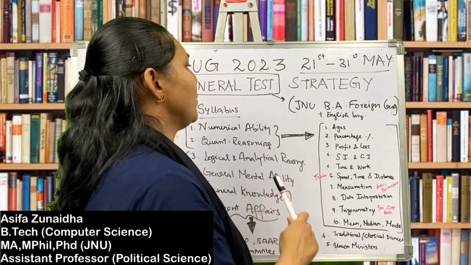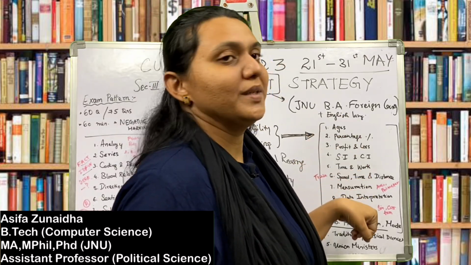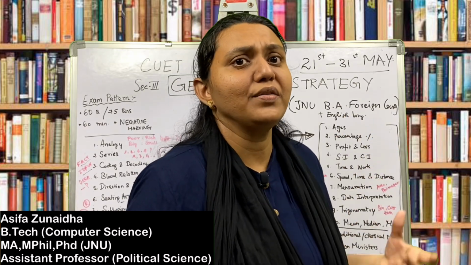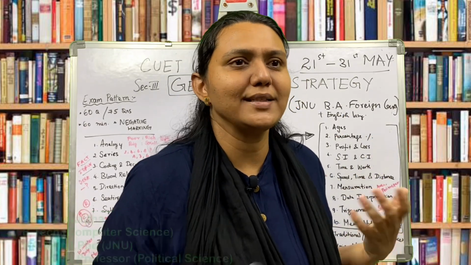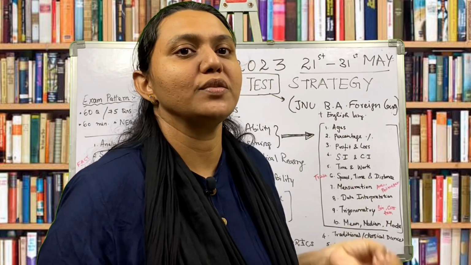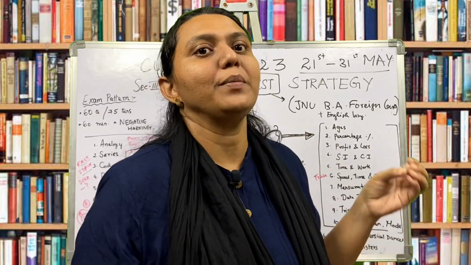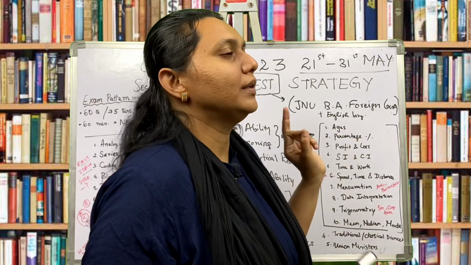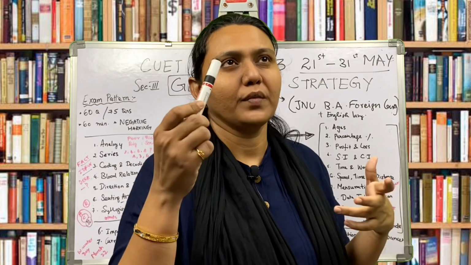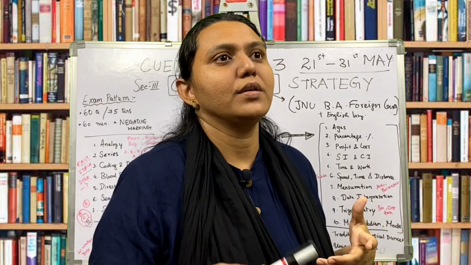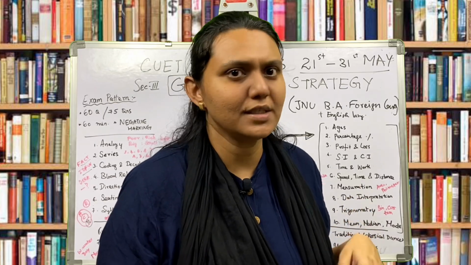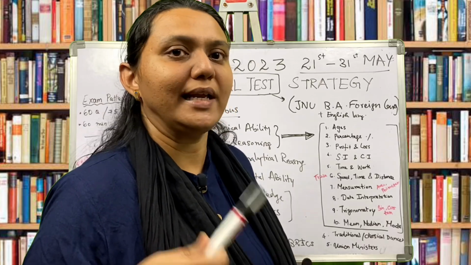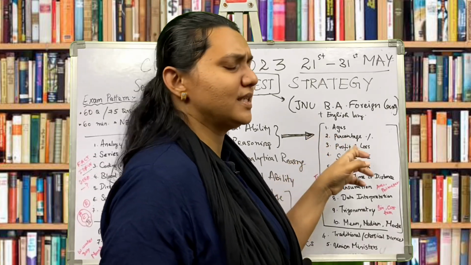For numerical ability and quantitative reasoning, these are the topics that you have to focus on. The first one is ages. I'm just giving an outline, or short examples, of what kind of questions will be asked under each of these topics, so that you can understand what they mean. Ages means you will get a question like: Ram is 10 years old now. After 15 years, what will be his age? This is a simple question, but you will get more advanced questions in your paper that we'll solve in later videos.